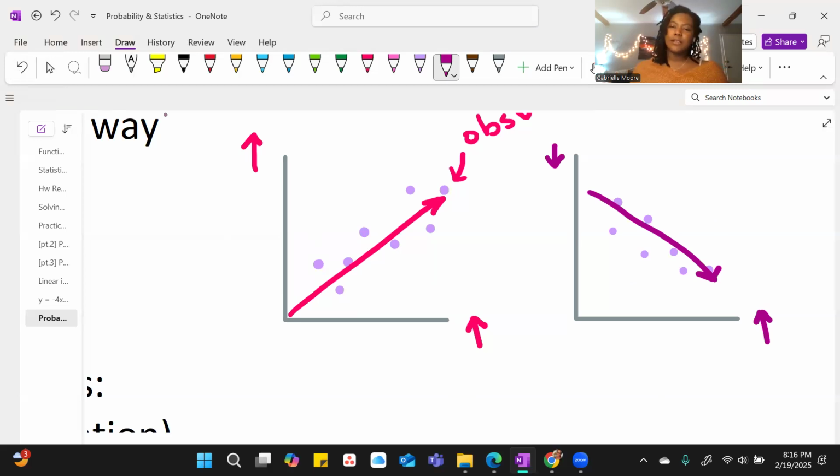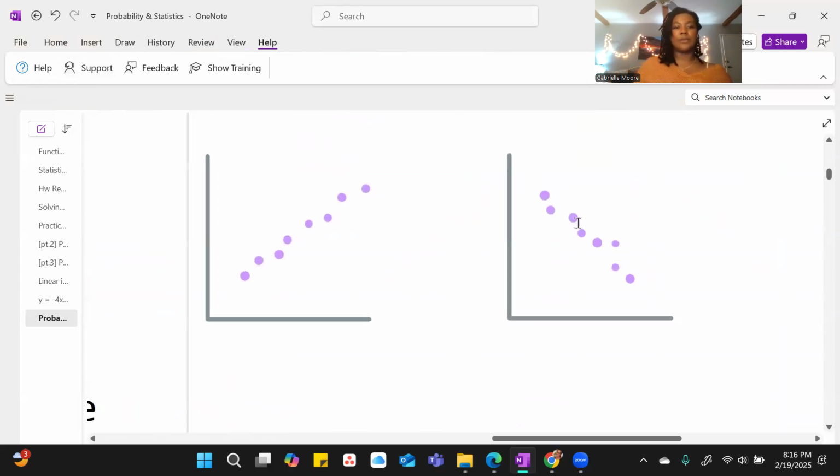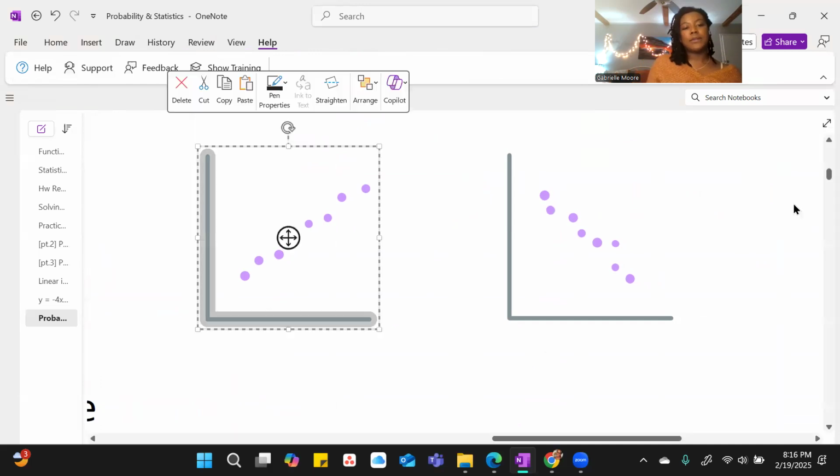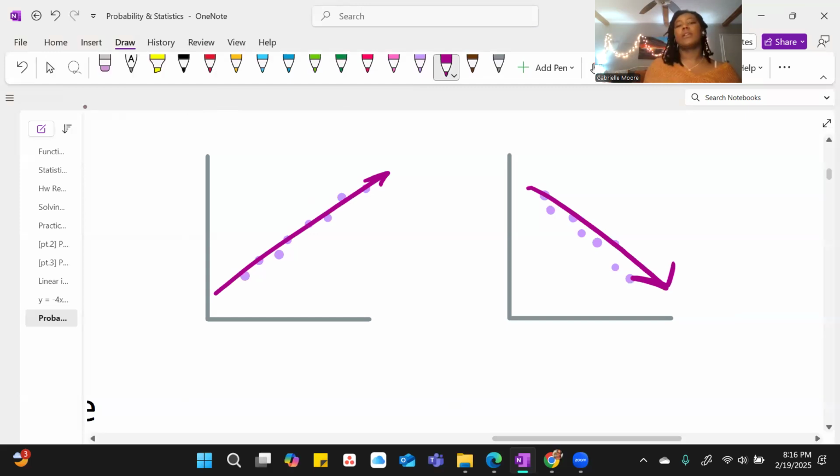These two would be considered moderate, versus these two, which will be really, really strong because notice how they're starting to form almost a perfect line. Again, we have a positive relationship, so it's going up to the right. And here's our negative relationship.